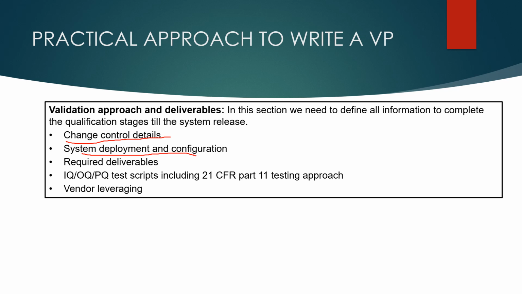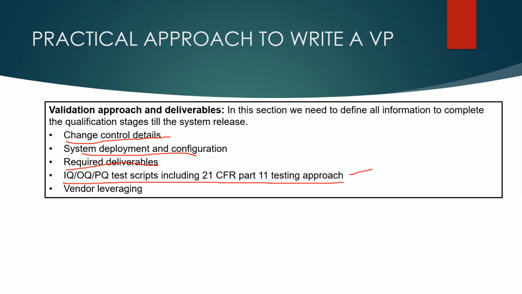So before the deployment and configuration of the system by the vendor site visit, everything will be ready. The next one is the required deliverables. Here we need to define the name of each deliverable required for the validation activity as per the different GAMP 5 categories. The next is IQ/PQ test script including 21 CFR Part 11 testing approach.